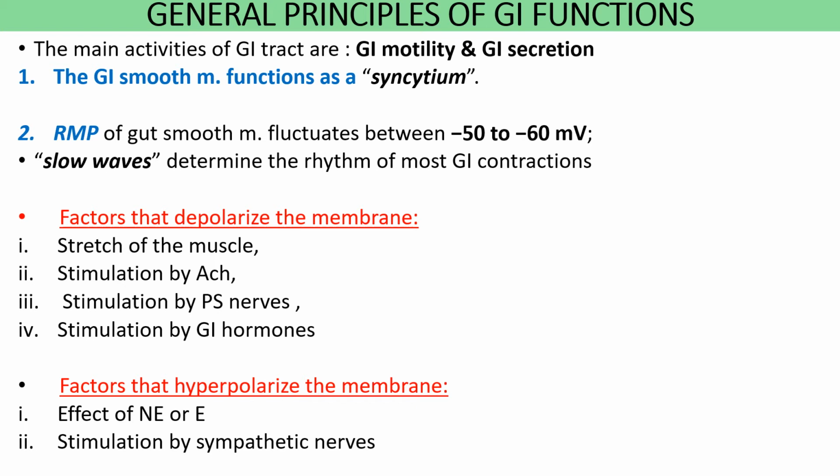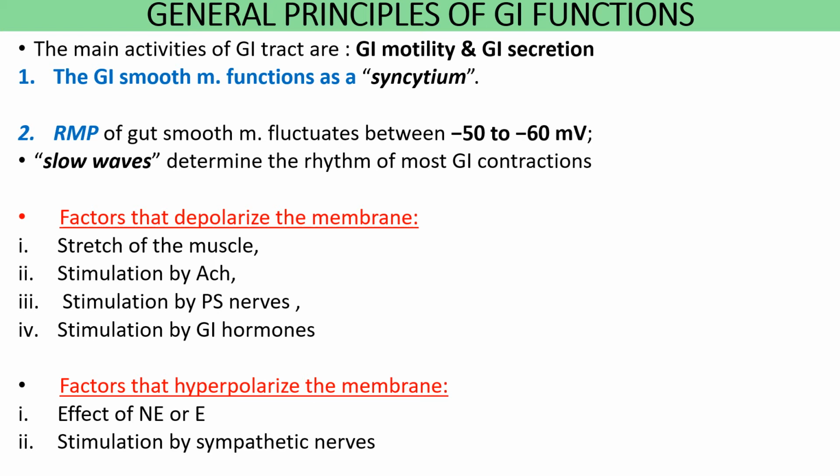So, the first basic or general principle of GI function is smooth muscle function. As you all know, the GI tract is made up of smooth muscle, and the smooth muscle functions as a syncytium here. So, stimulation of a single smooth muscle will cause stimulation of the entire group of muscle, that entire syncytium. The second special feature of the smooth muscle of the gut is that its resting membrane potential always keeps on fluctuating between -50 to -60 millivolts.